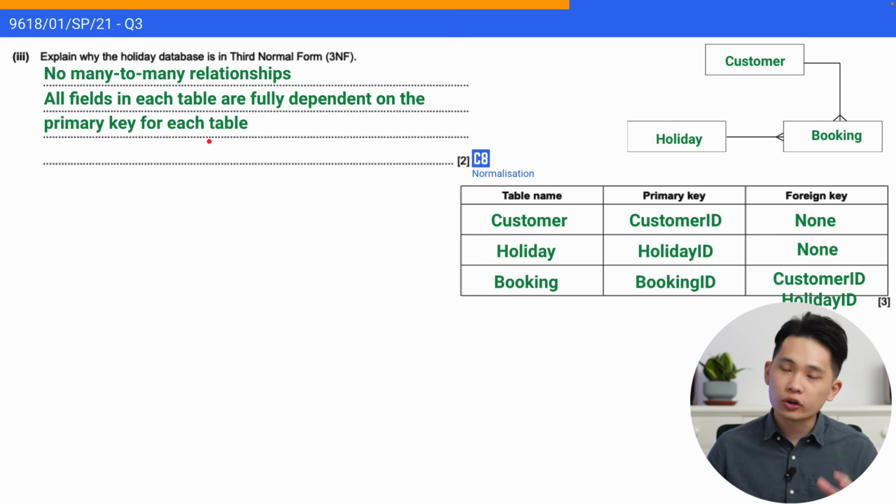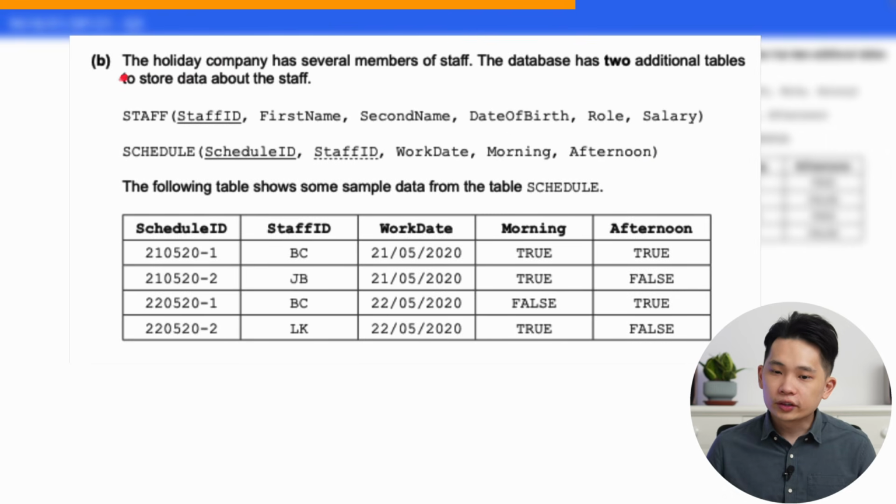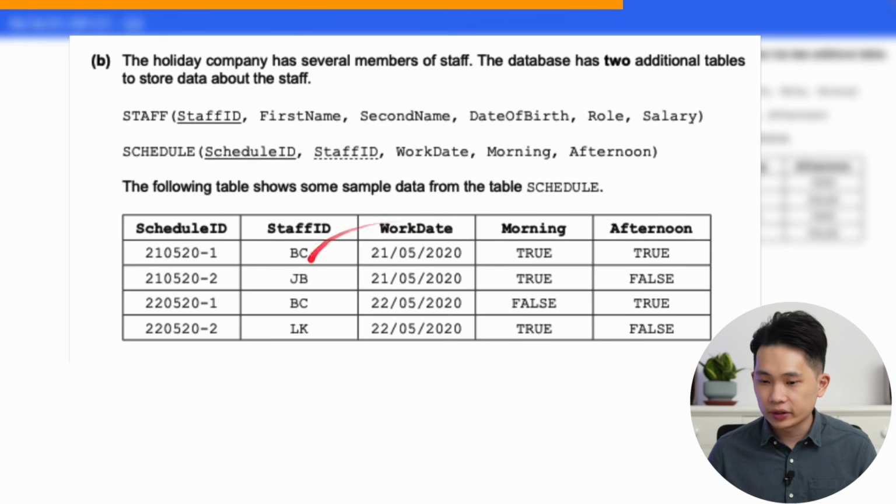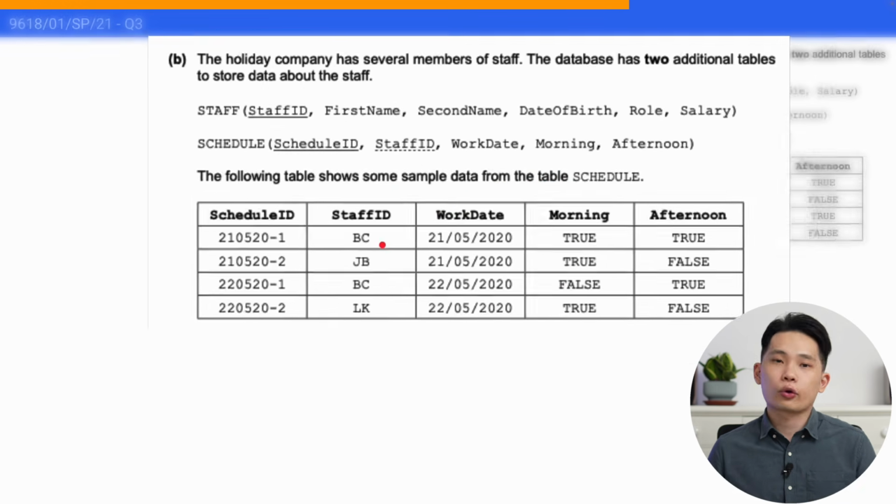For part B, the holiday company has several members of staff. The database has two additional tables to store data about the staff. So we have the staff table and the schedule table. The following table shows some sample data from the schedule table. So we have some sample data here. And now let's look at the question.